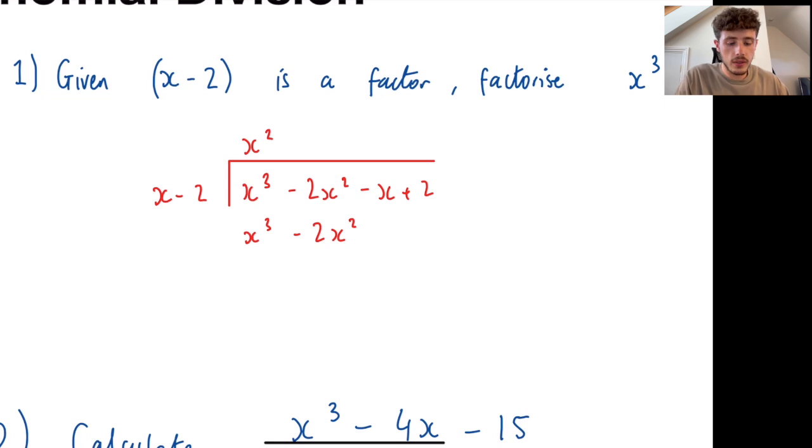Once we complete the line, which is essentially what we've done now, we can't do any more multiplying. We draw a line and we subtract the terms.